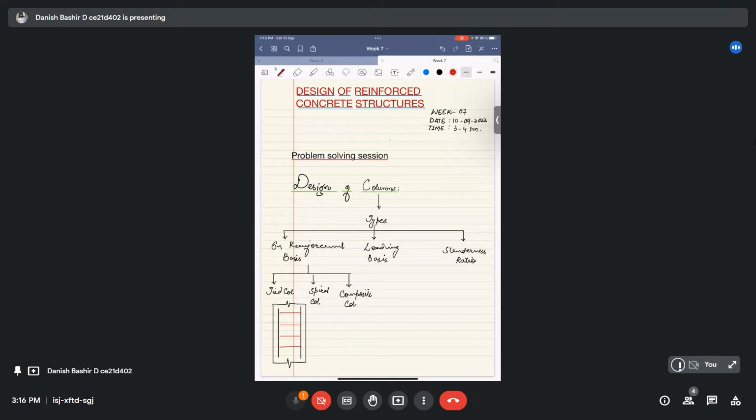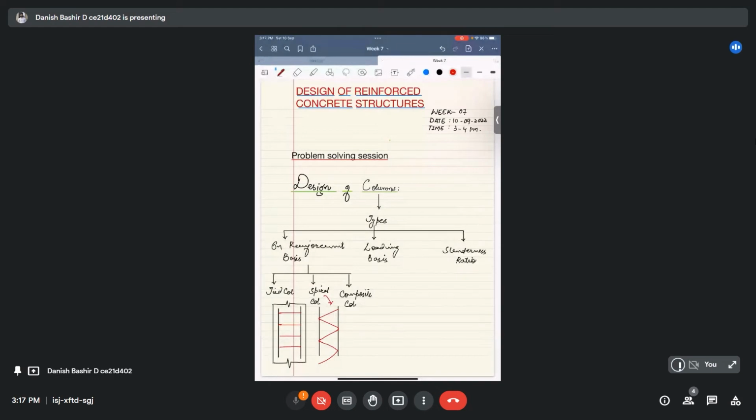Another type of column is in the same category. For example, these stirrups are not discontinuous, each an individual entity here and here. Instead, it is continuous, making a spiral around the main longitudinal reinforcement. If it comes from this side, rotates, comes like this, and rotates again, we can say that it's a spiral column.